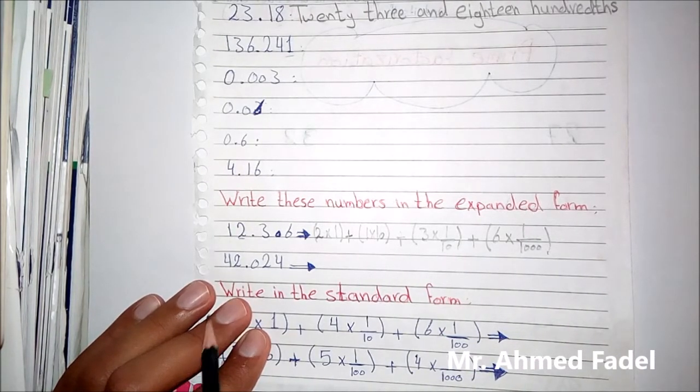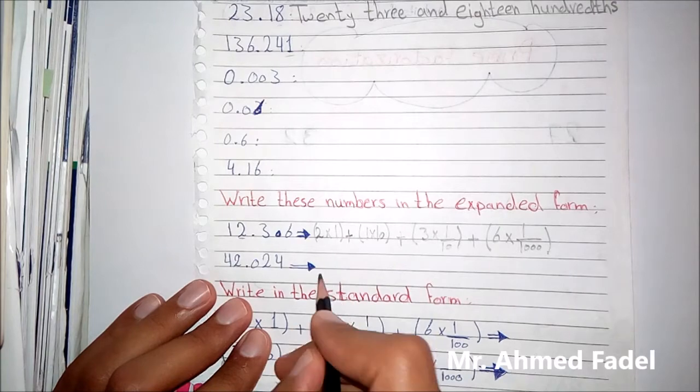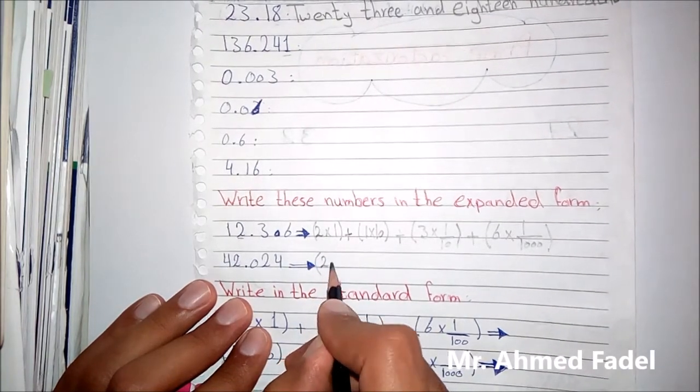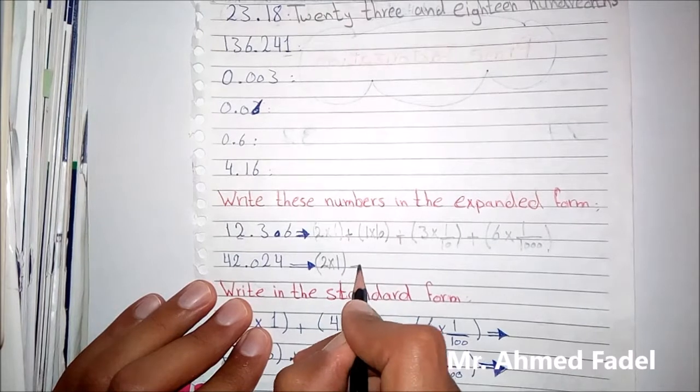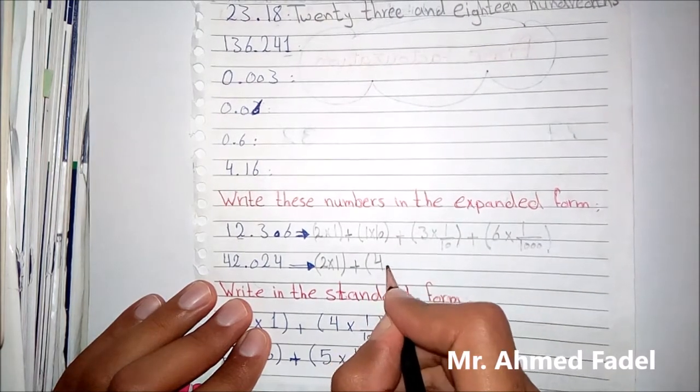The second question here that we have is 42.024. And who's going to answer this question? Yes, I'm going to choose Khalid. And Khalid said that it's 42 and 24 thousandths, Mr. Ahmed. So I'm going to take the 2 first, which is the ones. So I'm going to say it's 2 times 1. And then Khalid continued saying, then I have 4, which is the tens, which is 4 times 10.